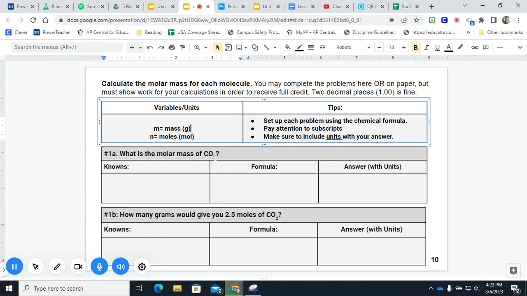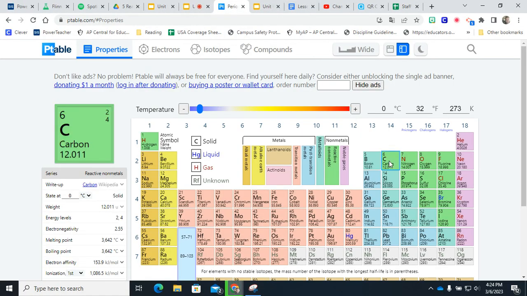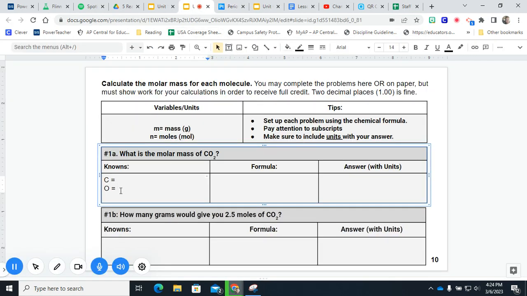For this, we're going to need the atomic mass of carbon and oxygen. So I'm going to list carbon and oxygen here. And you can use the periodic table that you have in class, or I'm going to use this tab to find the atomic mass of carbon and oxygen. So here we have carbon, 12.011. I'm just going to round to 12.01. And oxygen, 15.99. 15.99 could be rounded to 16.00.